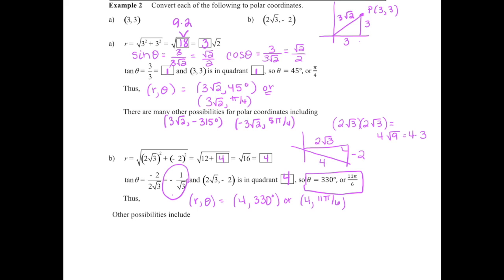We also know that there could be many more answers than this. We could also have 4, negative pi over 6, excuse me, for going backwards, or negative 4, 150 degrees, which we know is a reflection.